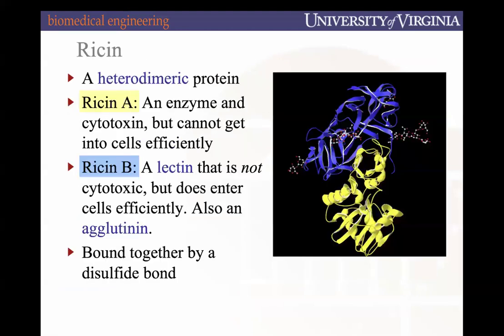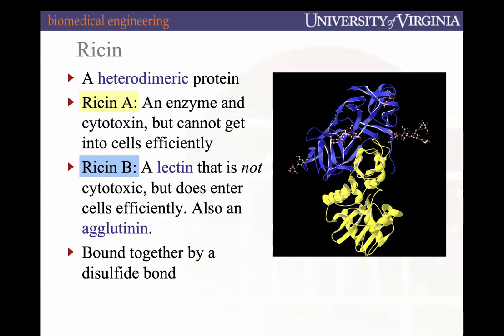So bringing this all the way back to ricin. Ricin is a heterodimeric protein. Hetero means there's two. Dimeric means there's two pieces. Heterodimeric means the two pieces are different from one another. So the two pieces here are ricin A and ricin B.